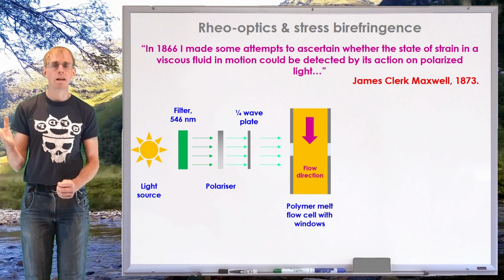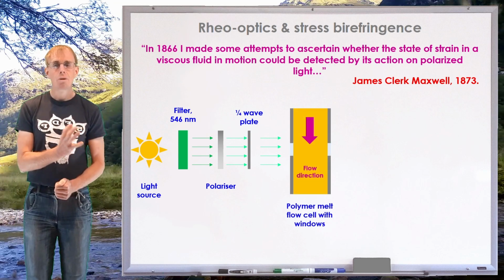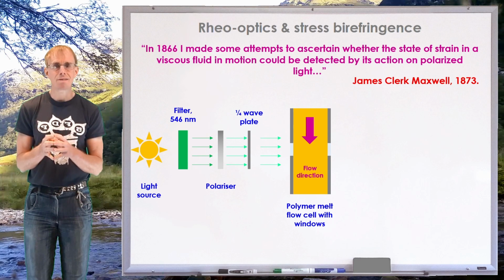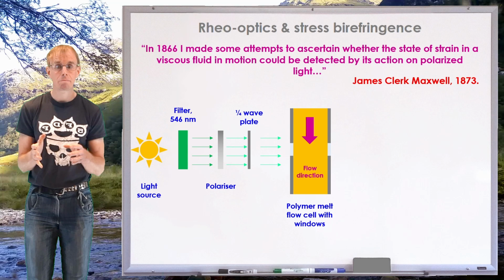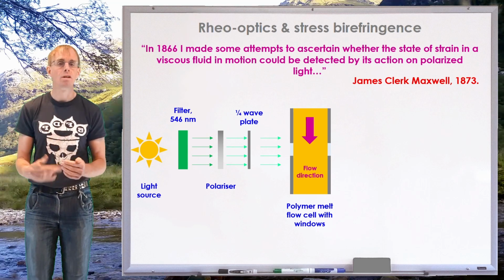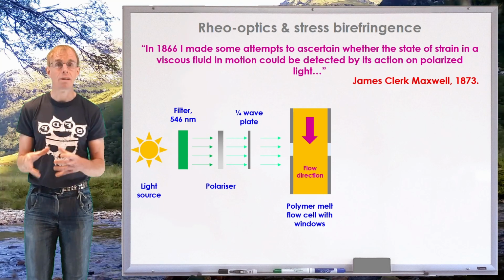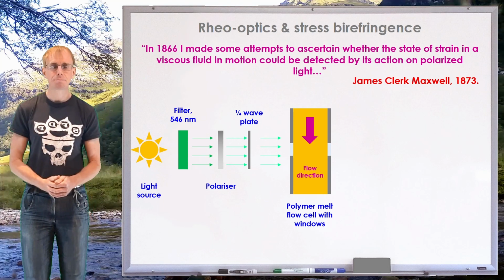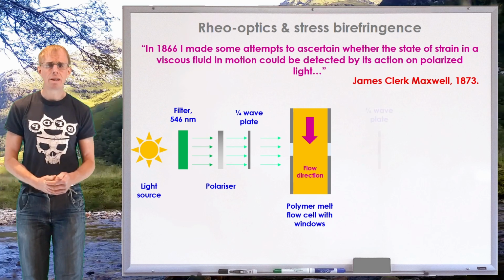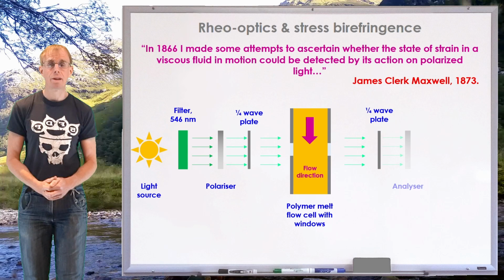You then pass that light through a polymer melt flow where the melt flow is contained within an apparatus that has quartz glass windows, say. So you can actually get optical access into that flow. Quartz glass windows are de-stressed, and so the stress in the windows doesn't affect the plane of polarization of the light. What you then do is you see what comes out in terms of the light of that flow cell.